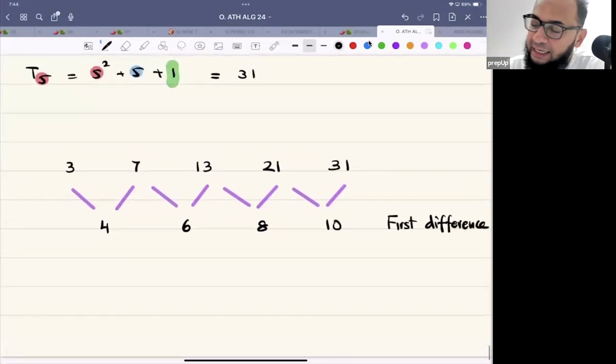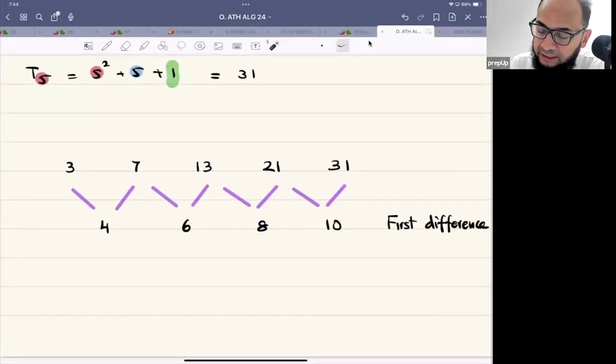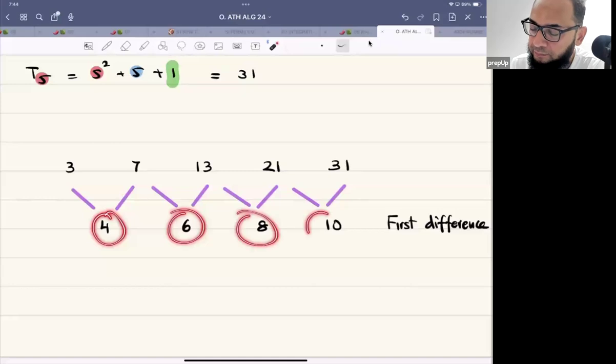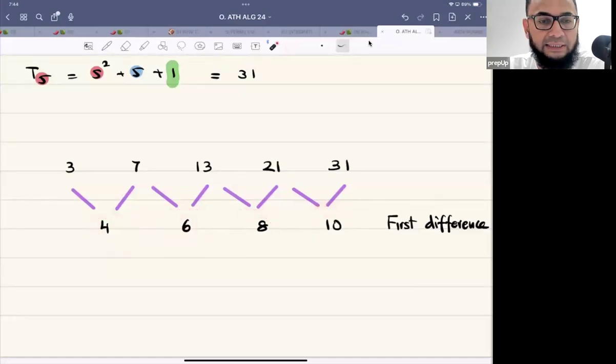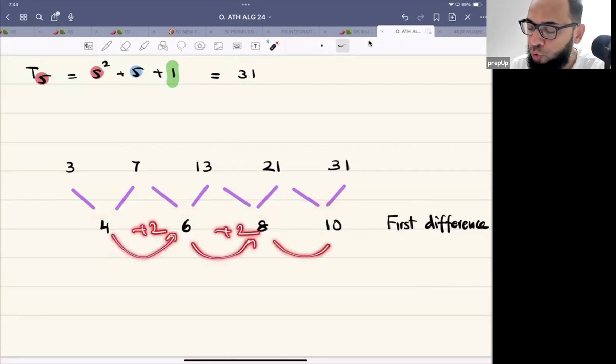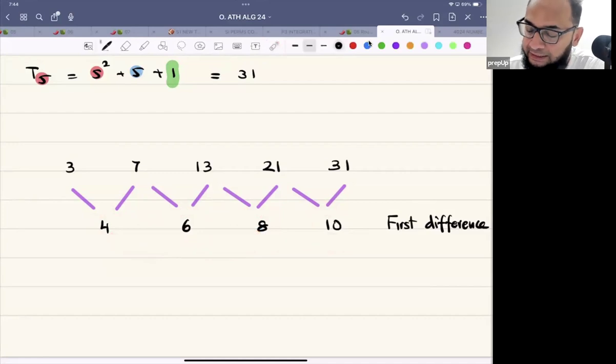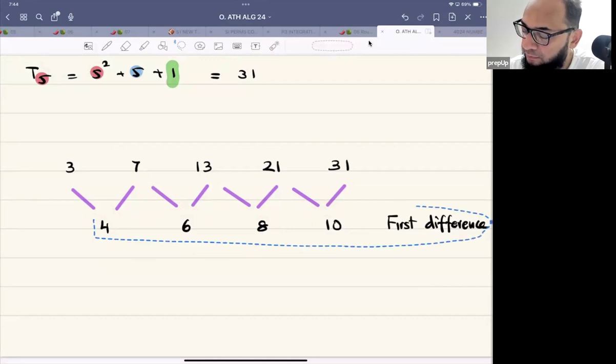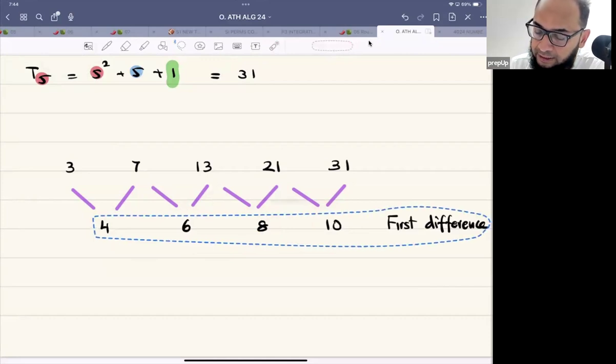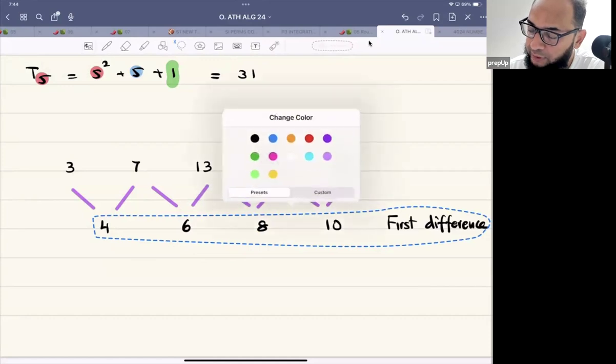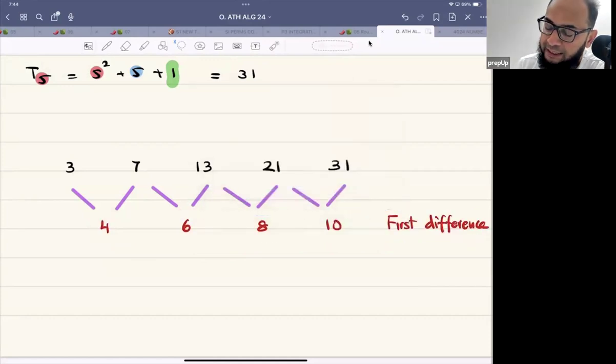Now, as you can see, this first difference is not constant, but it's increasing in an arithmetic sequence. So from 4 to 6, there is a constant difference of 2 throughout. That means let me focus on the second sequence. Let me change the color for this one. That is the first sequence, in red color.